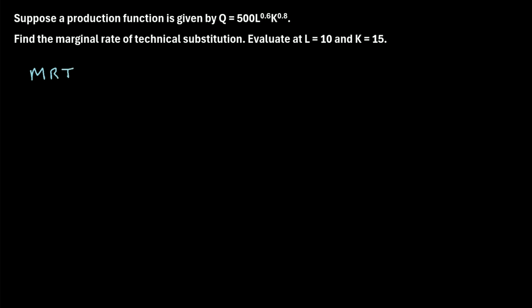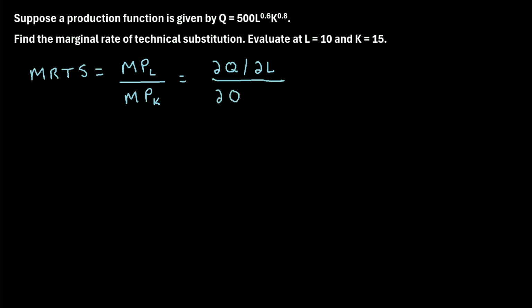So when we're given a production function like this, the way that we find the marginal rate of technical substitution, I'll abbreviate it as MRTS, we use the following formula. We take the marginal product of labor and we divide that by the marginal product of capital. Now, the marginal product of labor is just the derivative of the production function with respect to labor, or L, and the marginal product of capital is just the derivative of the production function with respect to capital. So let's go ahead and start solving for some of these values.